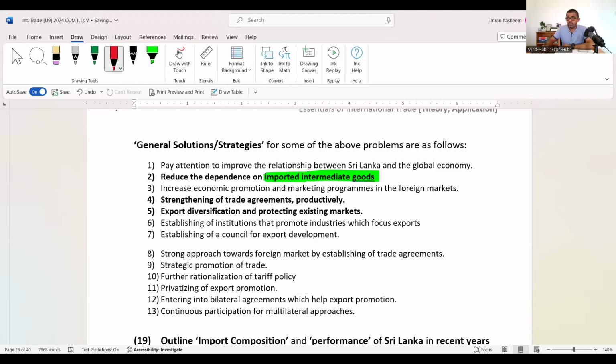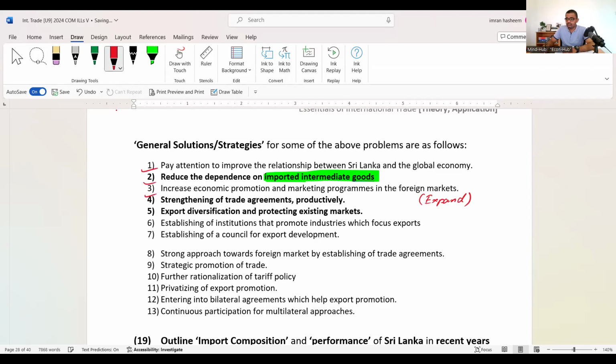Okay. Then increase in economic promotion and marketing programs in foreign countries. This is to expand our markets, right? We do have a few good areas, markets, countries we focus on, but we need a major market diversification. Market diversification. So here I've talked about export diversification and then, yes, market diversification.